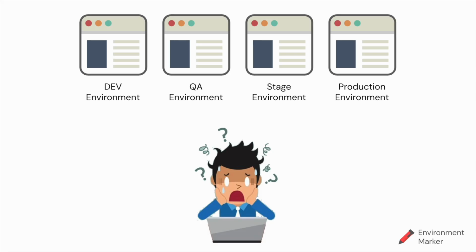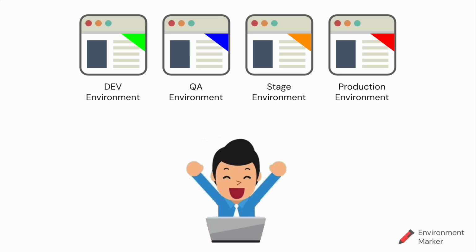After all, screw-ups are easy to happen because the look and feel of those sites are the same except for the discrete URL in the browser address bar. That is when the environment marker extension comes into play. The environment marker is a free and open source Chrome extension that allows you to configure the URLs of your project's environments and assign a colored label on the corner of the browser window, identifying the environment for you. No more screw-ups in the production environment.